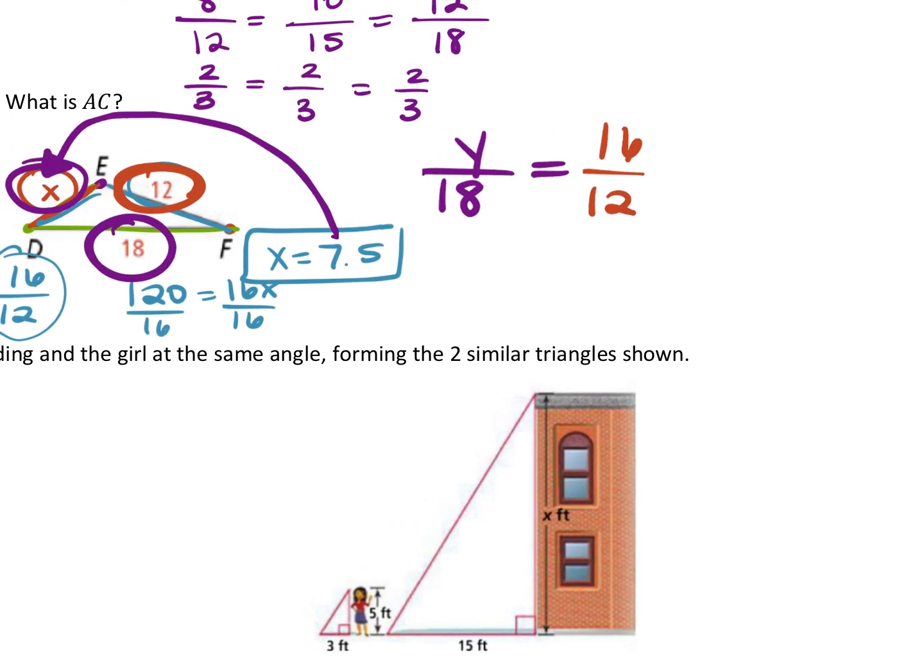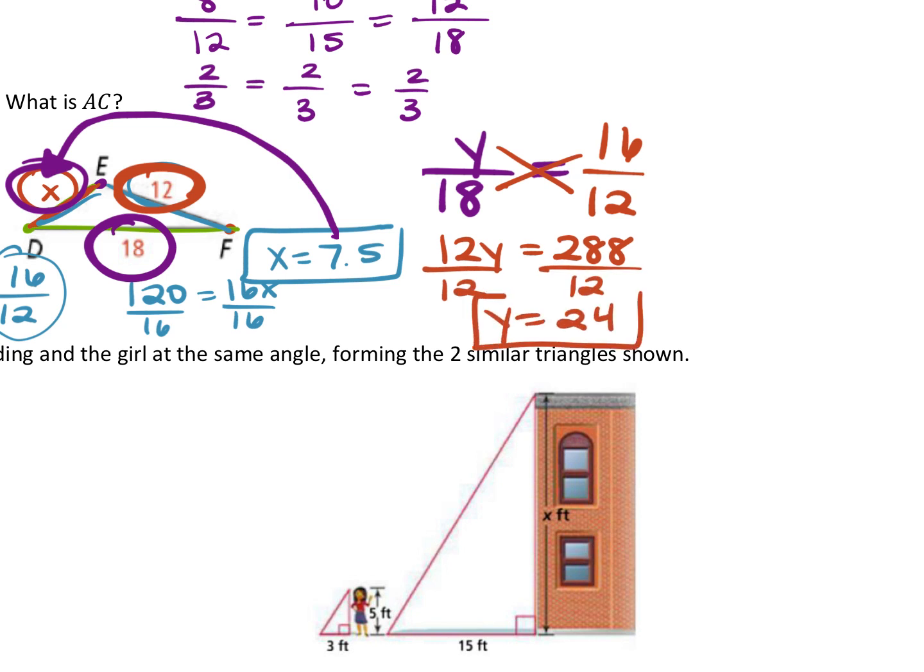So this one you cross multiply. 12y equals 16 times 18, sorry. 16 times 18 is 288. And then divide by 12. Y equals, is that what you got, 24? I don't have it written down.